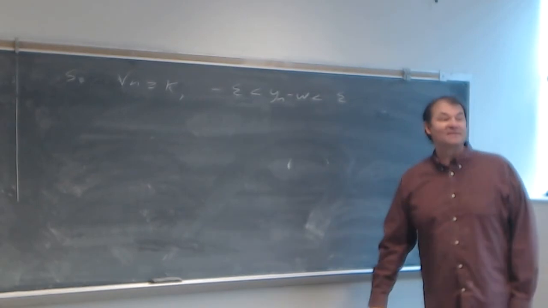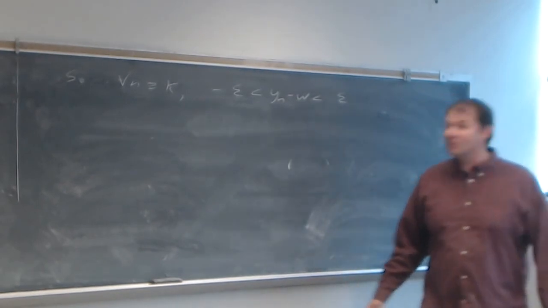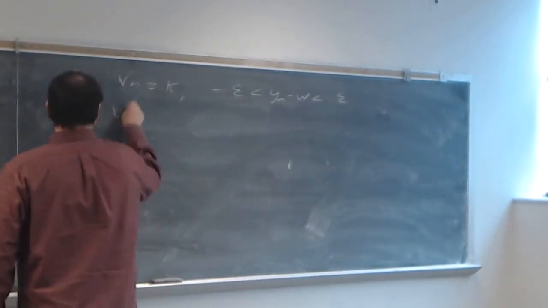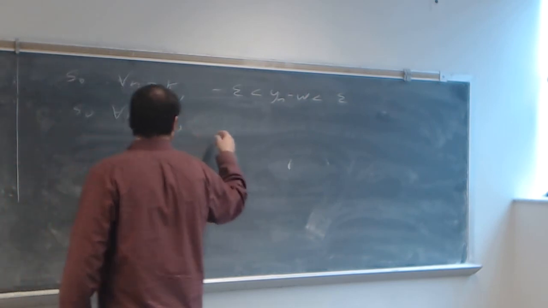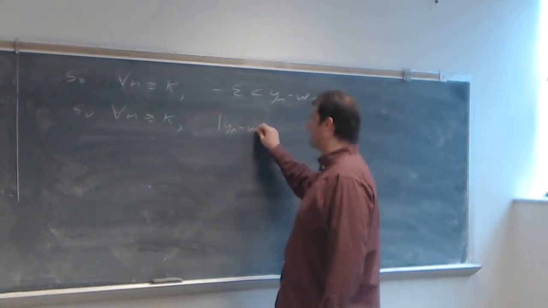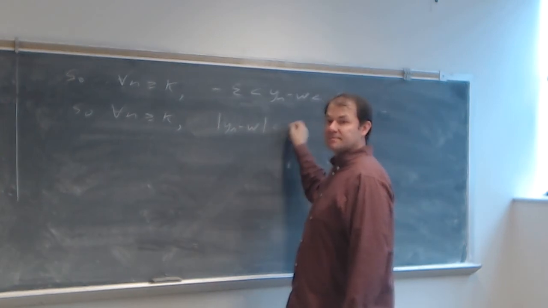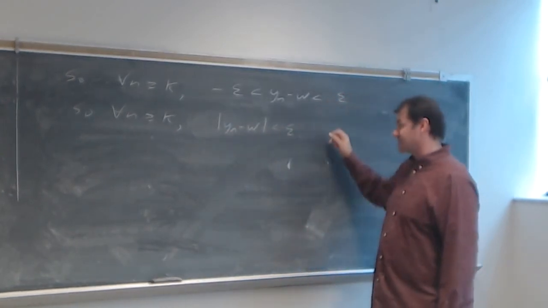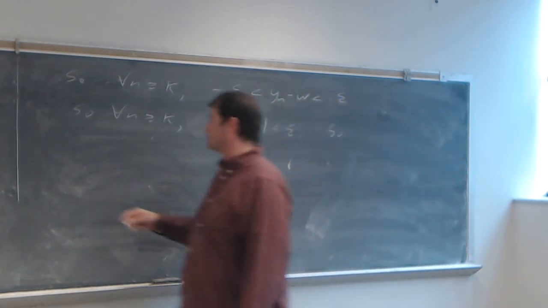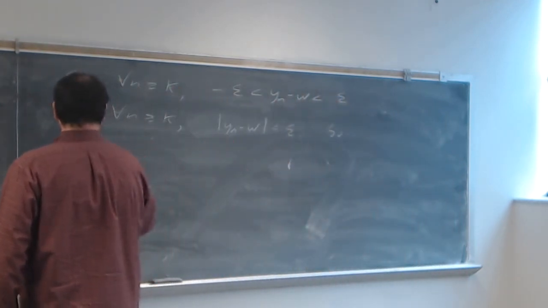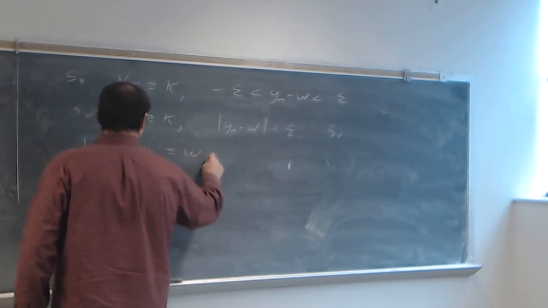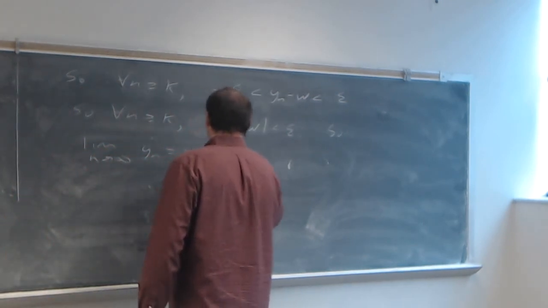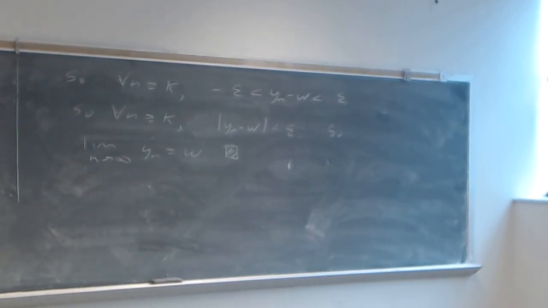Now, if we translate that into a statement that involves absolute values, what will we write? This would say the absolute value of y sub n minus w is less than epsilon. That's what it says. So that means the limit as n goes to infinity of y sub n equals w. That's the proof of this. Anybody have a question about that?